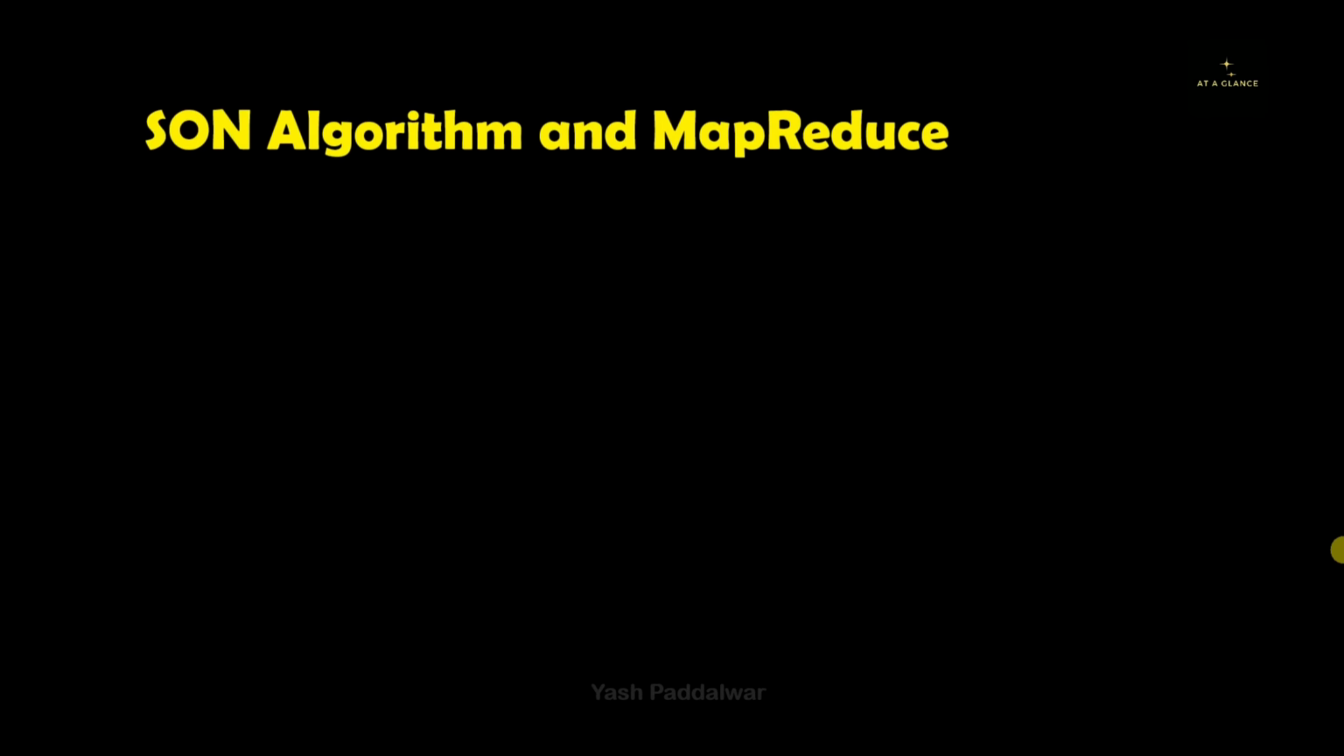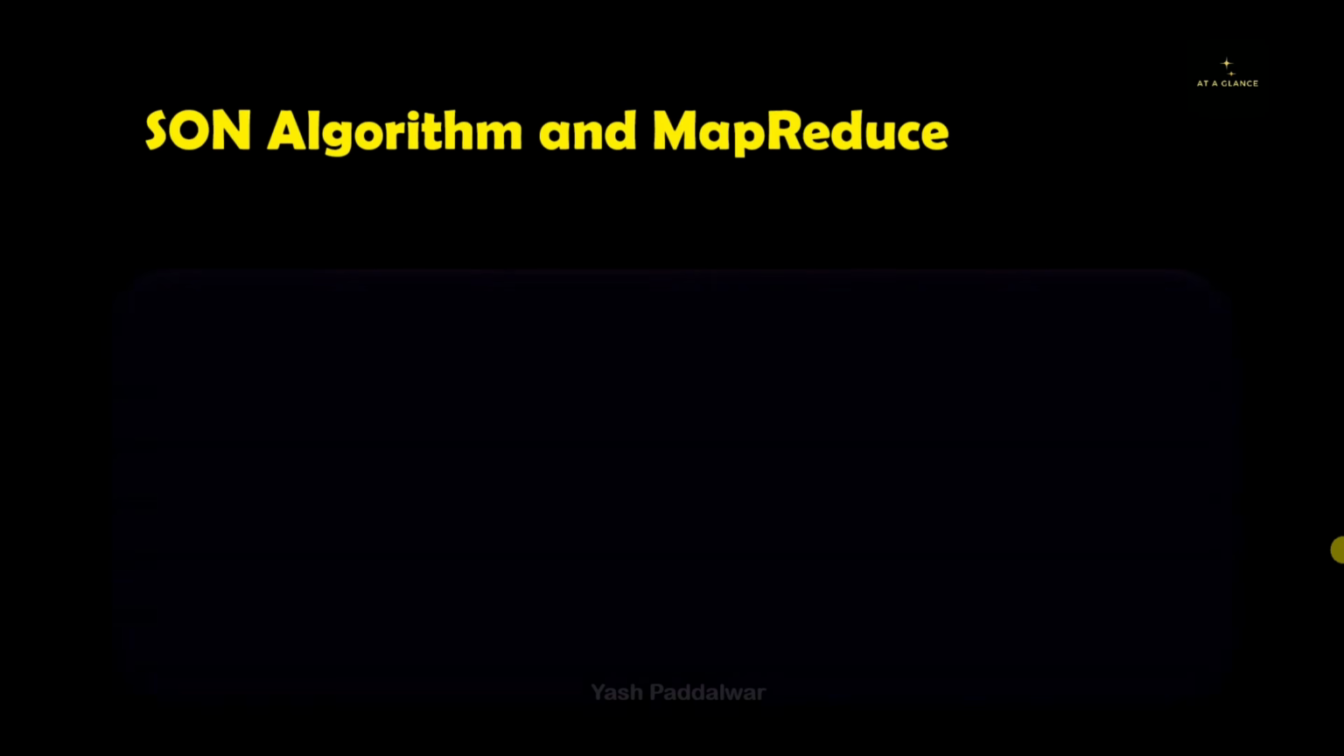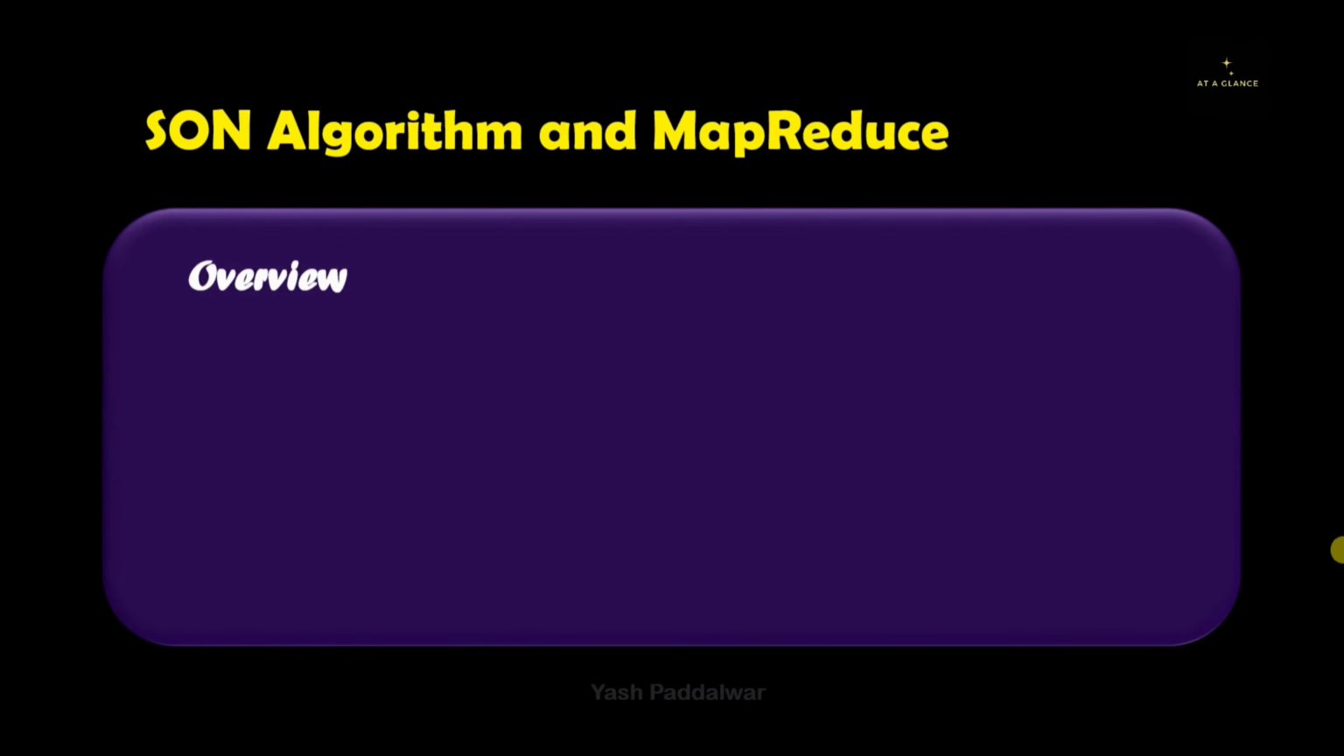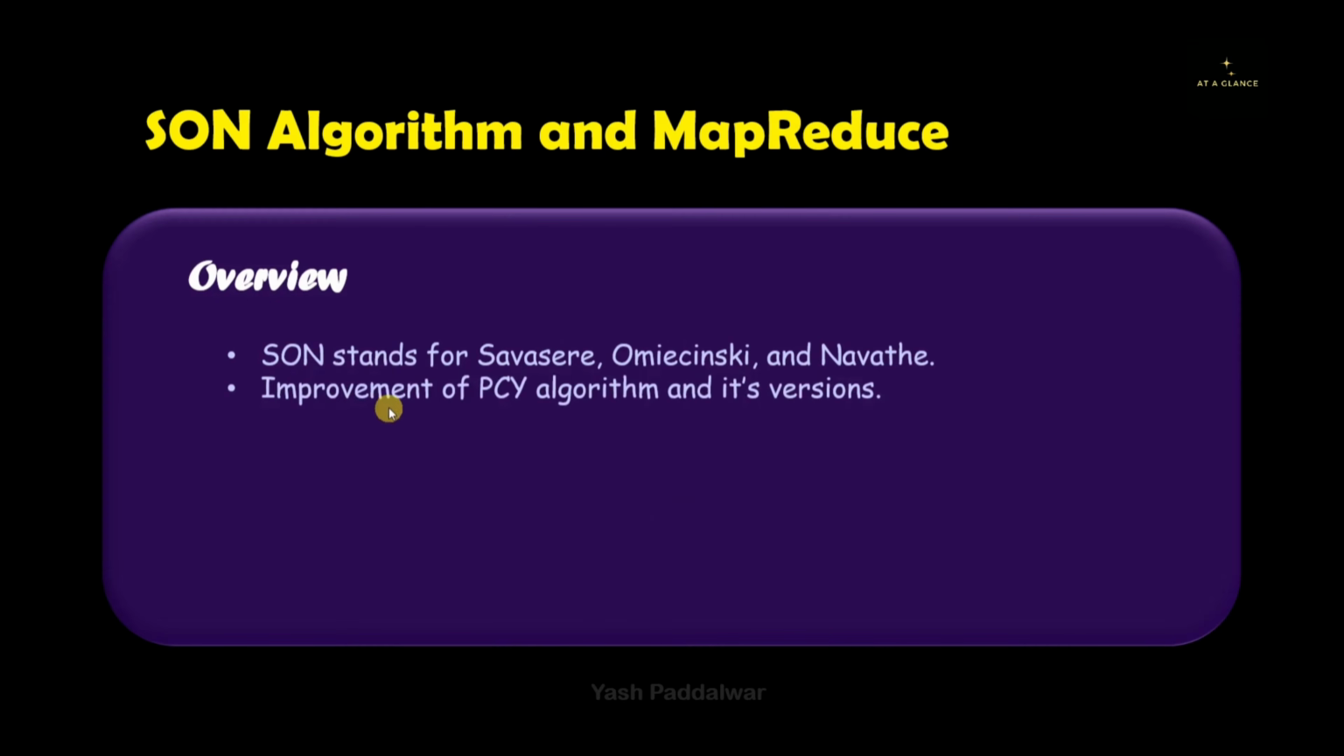In this particular video, we'll be looking into an interesting algorithm which is used for finding frequent item sets. The algorithm is called the SON algorithm. Let's have an overview of this. The full form of SON is very complex. I won't be able to correctly pronounce it. Hence, let's call it SON.